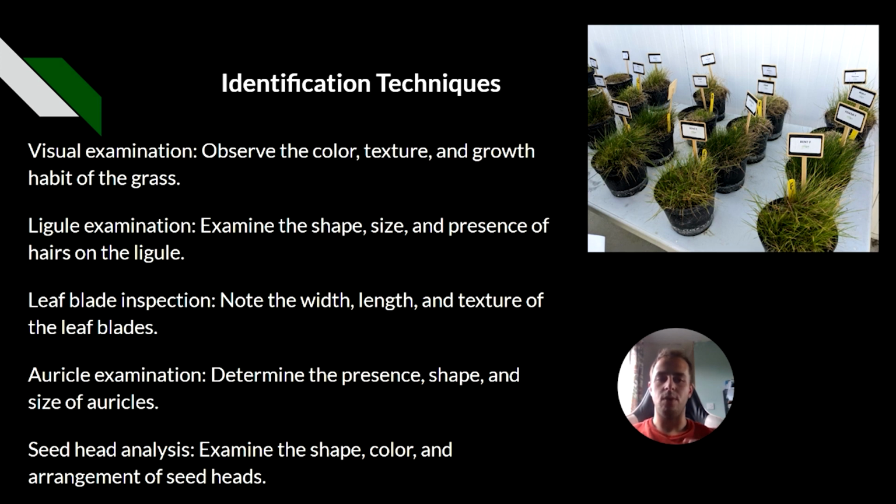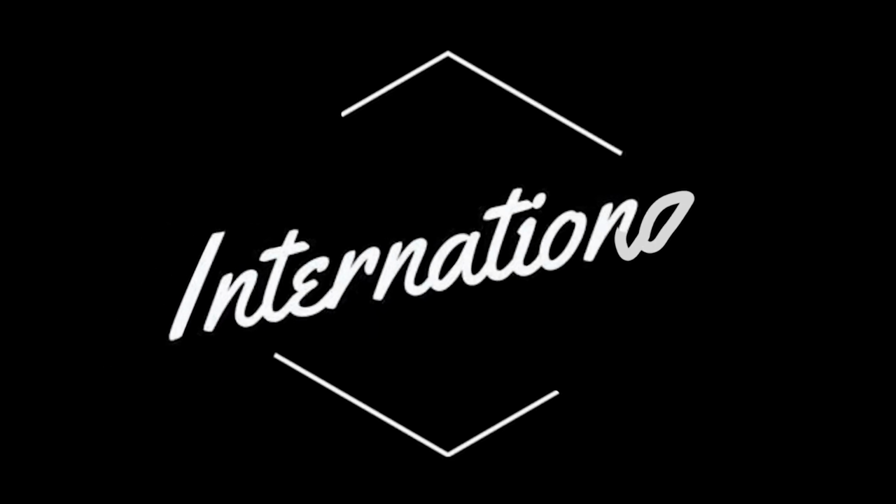Again, these are a few of the common techniques that we need to keep going over. So, for example, we've got visual examinations, leaf blade inspections, cuticle examinations, seed head analysis. These are just a few. There are many more, but we can use these to pick out the differences between grasses and understand their unique characteristics.